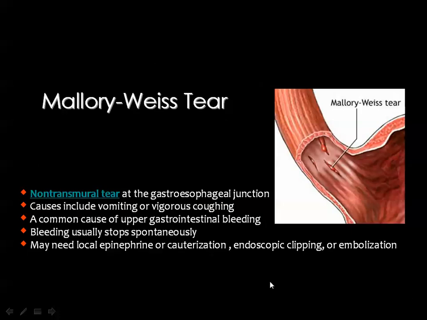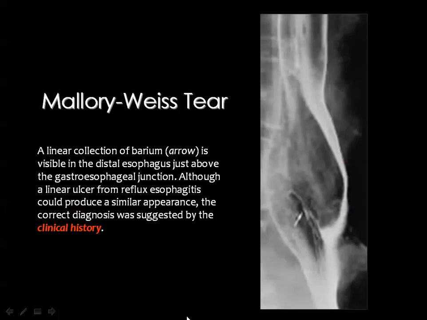Finally, we came to two important lesions. The first of them is Mallory-Weiss tear of the esophagus, which is a non-traumatic tear at the gastroesophageal junction, which results from aggressive or vigorous vomiting or cough. And this will result in a mucosal tear in the esophagus and will result in bleeding. And this bleeding can be cauterized or treated with endoscopic clipping, for example, and rarely it may need some embolizing material.